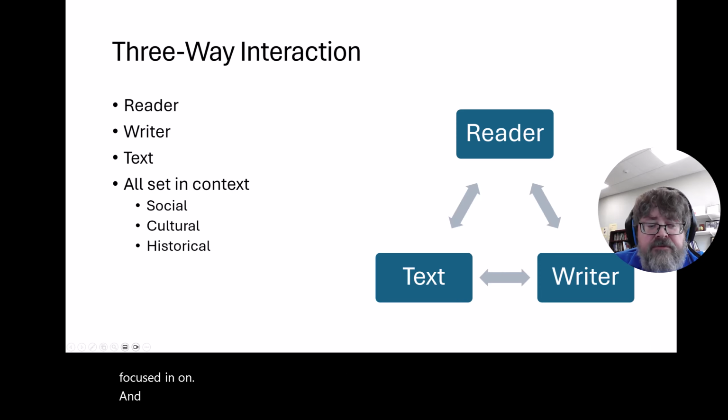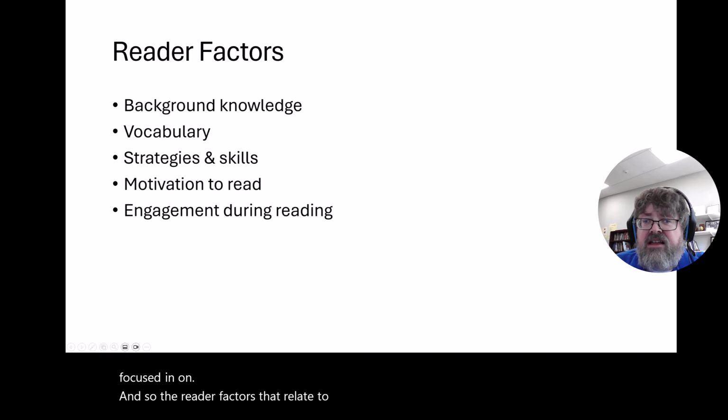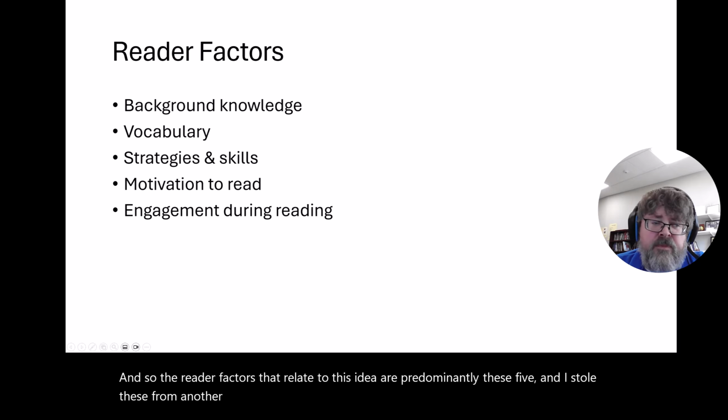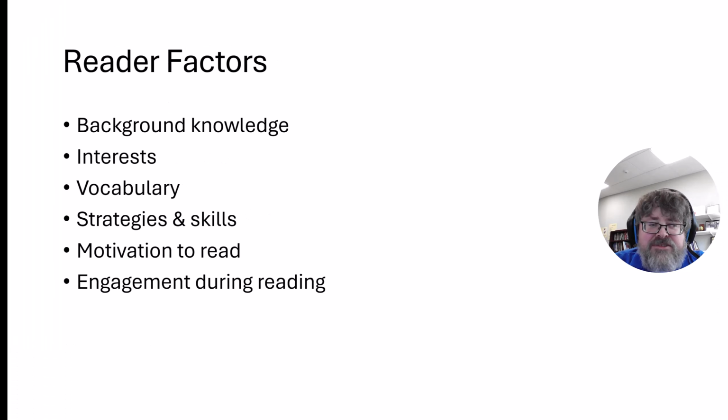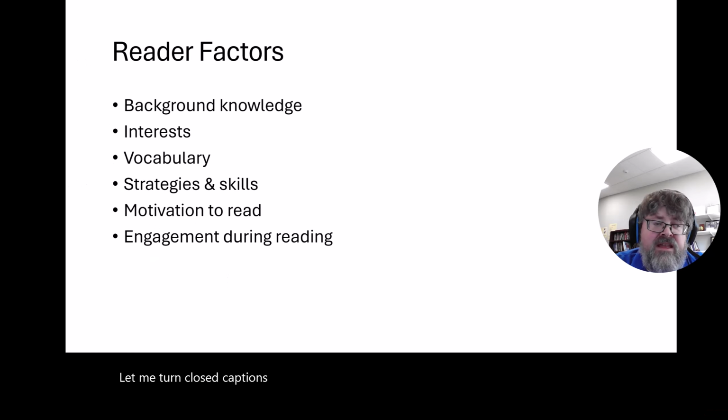And so the reader factors that relate to this idea are predominantly these five, and I stole these from another textbook. They are, first of all, background knowledge. Let me rephrase that. I just realized it's really these six. So, background knowledge, but also the student's interests. These are things that were talked a little bit about in chapter 6 of your book. Let me turn closed captions on and do that again. So, background knowledge and also interests. These are both talked about in chapter 6 of your book.